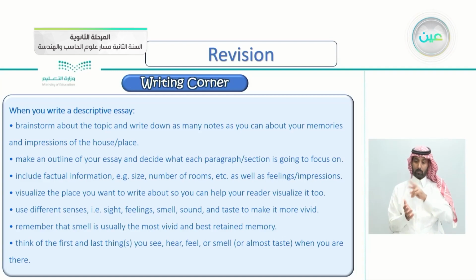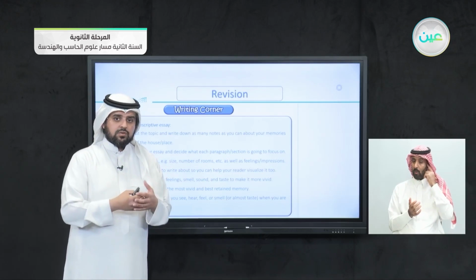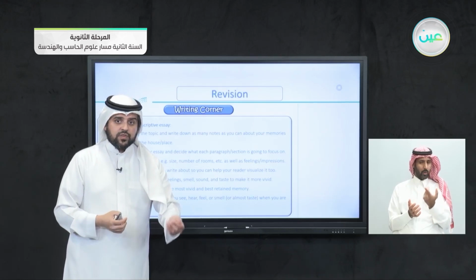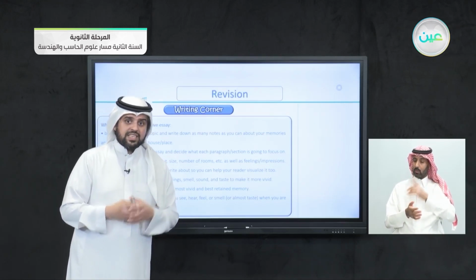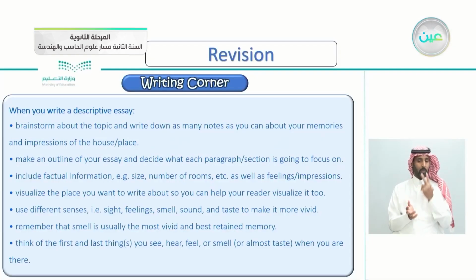Use different senses. Try also to use different senses, as in sight, feeling, smell, sound, and taste, to make it more vivid, to make your writing more clear. Try to depend on senses. What you hear when you describe this house, what you smell, what you see, or what you feel, what you touch. Once you are describing, or once you are at this house, what can you feel, what can you see, what can you smell, and so on. So you can make the image, the writing, more vivid and more clear for the reader.